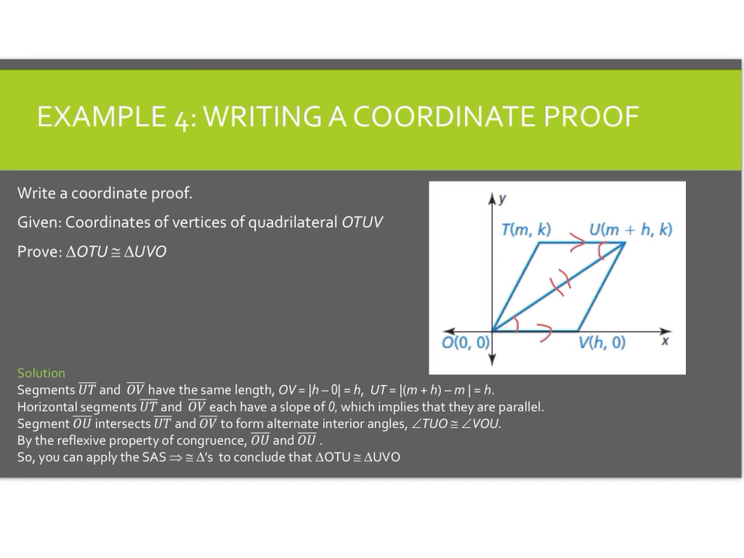So you can apply side-angle-side, because we have a side and then an angle touching the two sides, so our angle is included between the two sides. So side-angle-side allows us to conclude that the triangles are congruent, which is what we're trying to prove. Triangle OTU is congruent to triangle UVO.